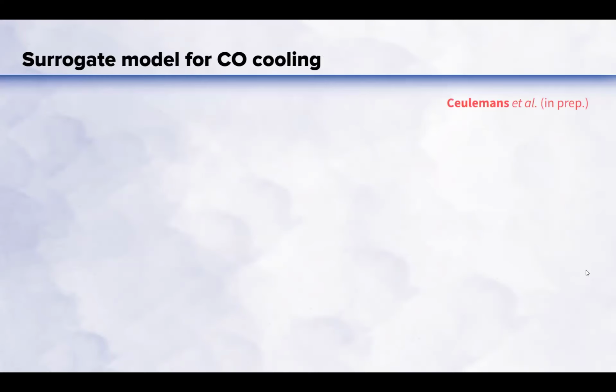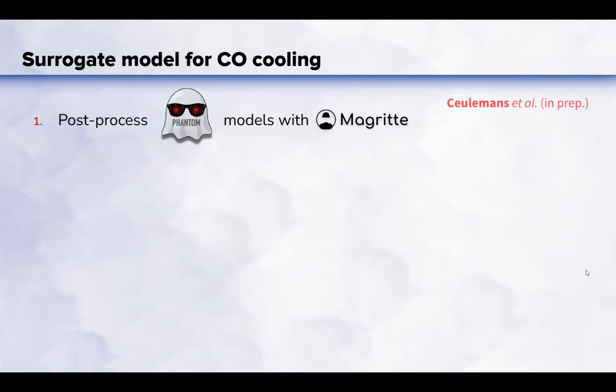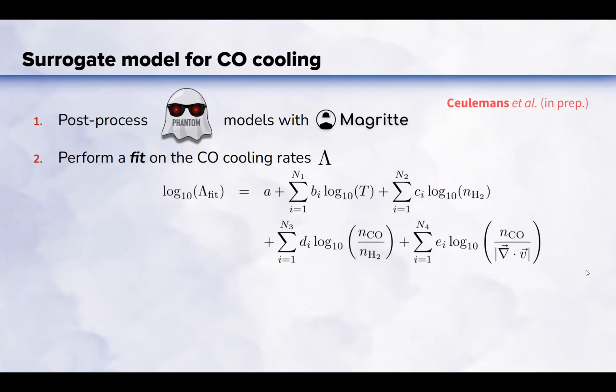So this is work done by a colleague of mine named Thomas Keulemans. So what did they do? He started from some Phantom models of these HB outflows and post-processed them with the code Magritte, the radiative transfer code, to calculate CO line cooling. When he had all these cooling rates from CO, he performed a fit, which is not very spectacular.